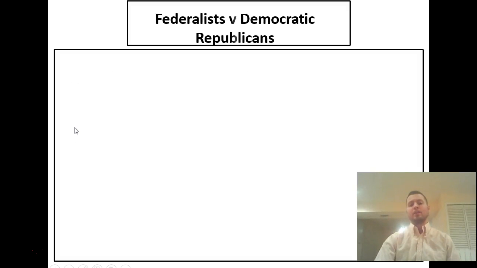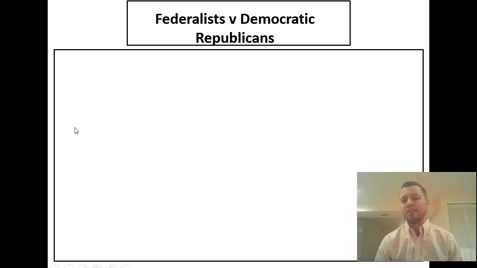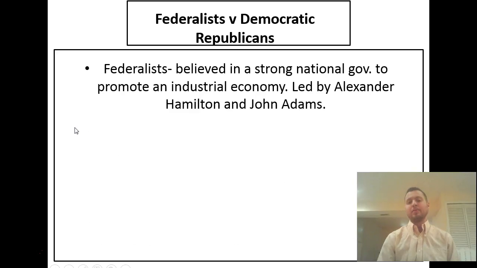All right, here we go. Please write Federalists versus Democratic Republicans. Two political parties get formed right after the Constitution is ratified. It's the Federalists versus the Democratic Republicans. Don't get them confused with the Federalists and the Anti-Federalists. That'll just get too crazy in your mind. Pretend that the Federalists and the Anti-Federalists just died. Then we have a new government. Now we get two political parties: the Federalists and the Democratic Republicans.